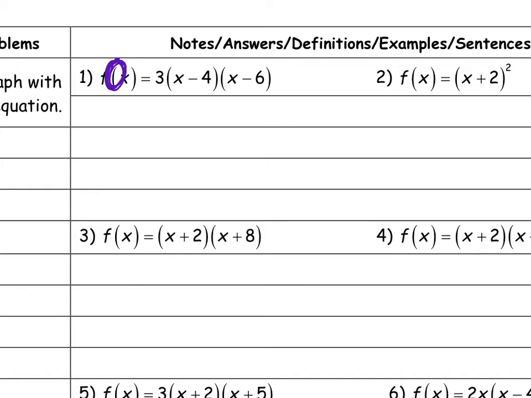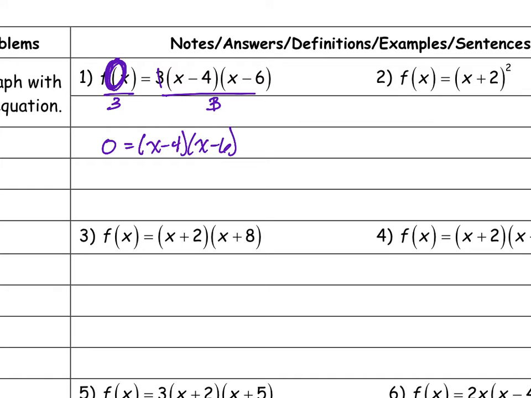So I'm going to divide, right? So if I divide this side by 3, and I divide this side by 3, 0 divided by 3 is 0. So I've got 0 equals, and then these 3's make a 1. So I've just got x minus 4 times x minus 6. Awesome.